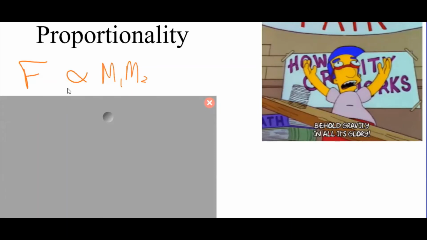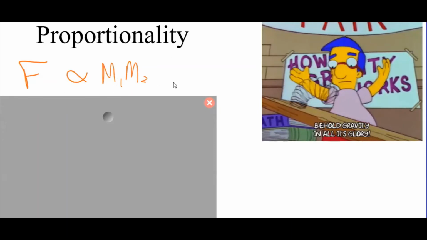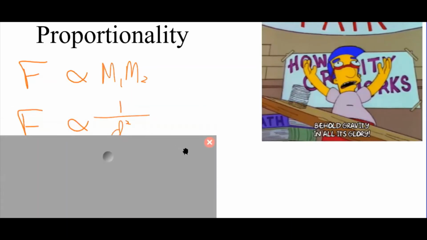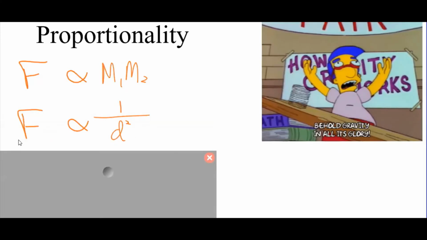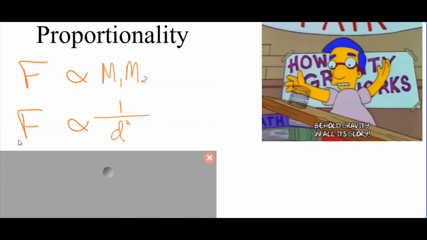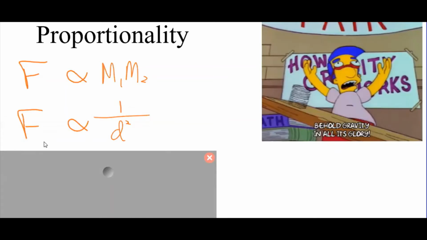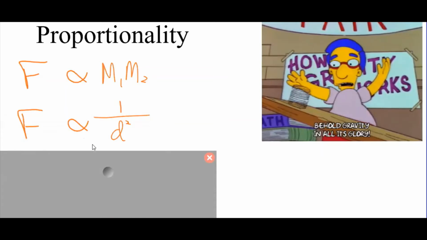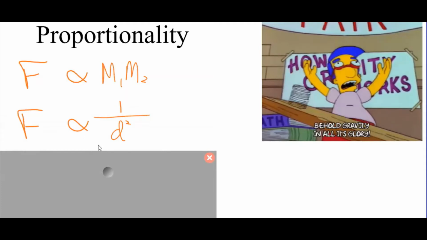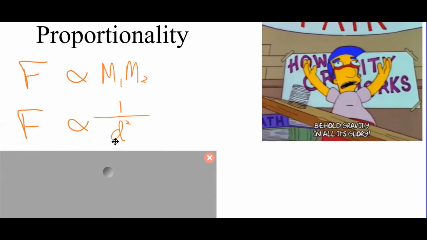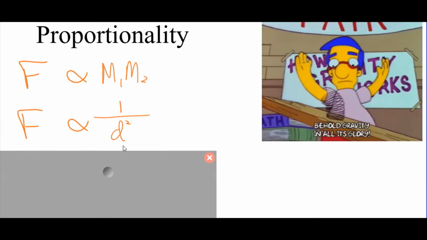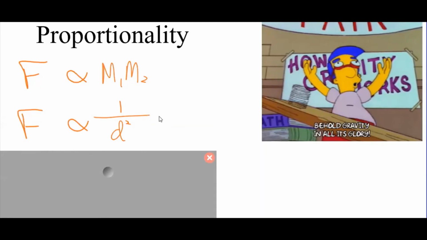So the strength of the force has something to do with the masses involved. He also determined that as you move further away, the strength of the force decreases, and so therefore they have an inverse square relationship. Right? If you bring two masses closer together, the force is going to increase. And so again, this is called the inverse square law. So there is inverse square proportionality involved.